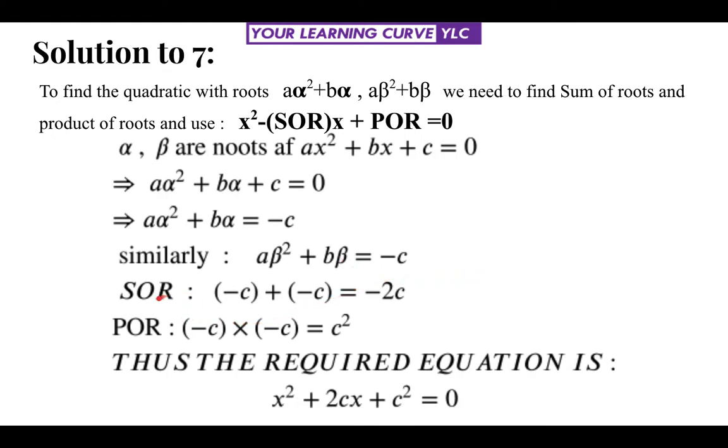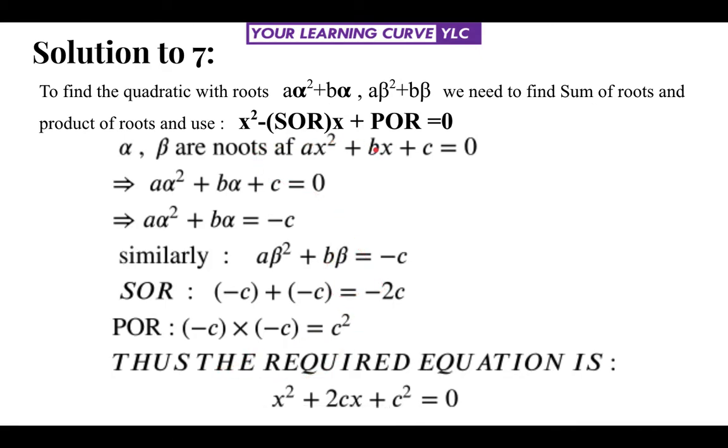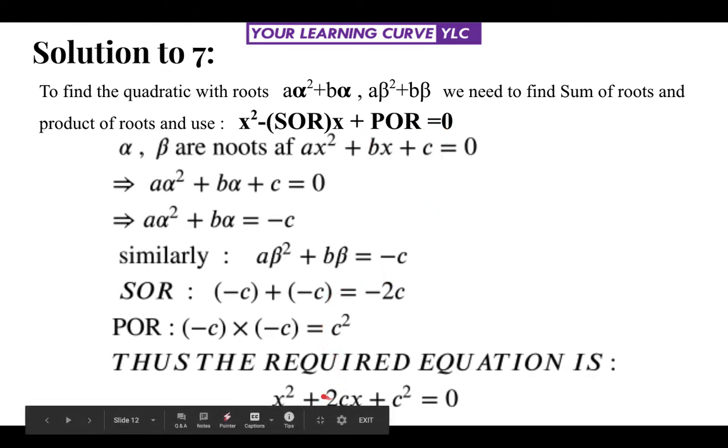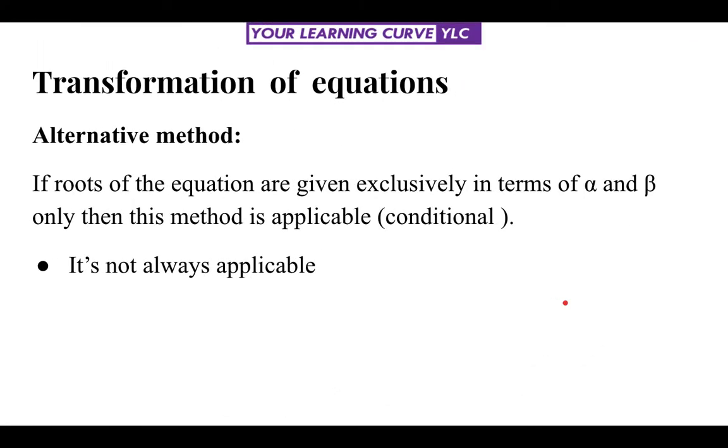So now it's easy. Sum of roots is minus c plus minus c, that is minus 2c, and product of roots is minus c into minus c, that is c squared. Therefore, the required equation is x square minus sum of roots into x plus product of roots, that is x square plus 2cx plus c square is equal to 0. Okay. I hope you have understood the question and procedure.